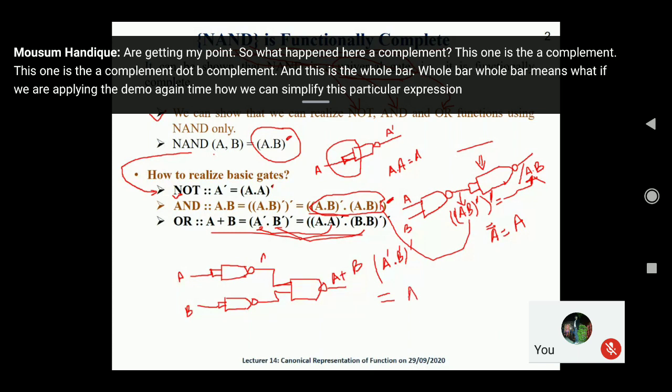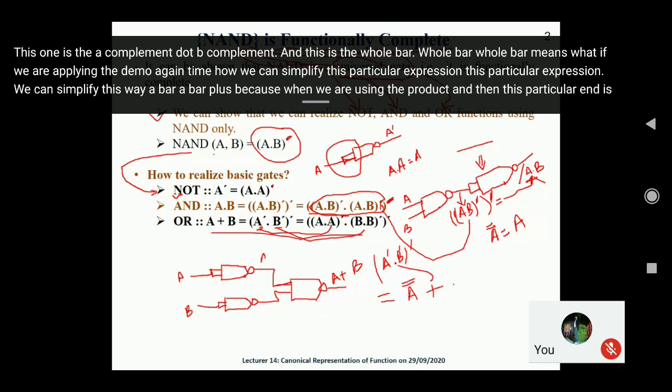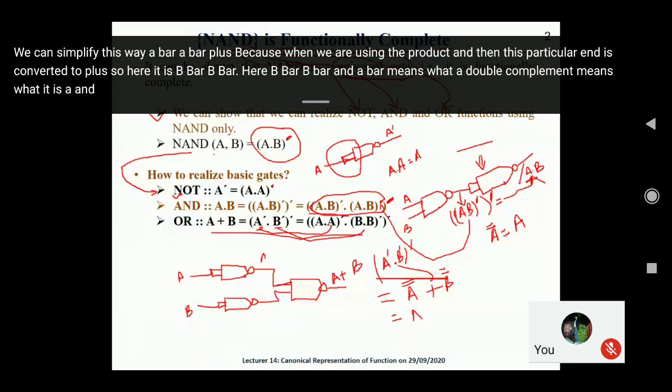This particular expression we can simplify this way: A bar plus, because when we are using the product, this particular AND is converted to the plus. So here it is B bar, here B bar, and A bar means what? A double complement means what? It is A, and B double complement means what? It is B. Are you getting my point?